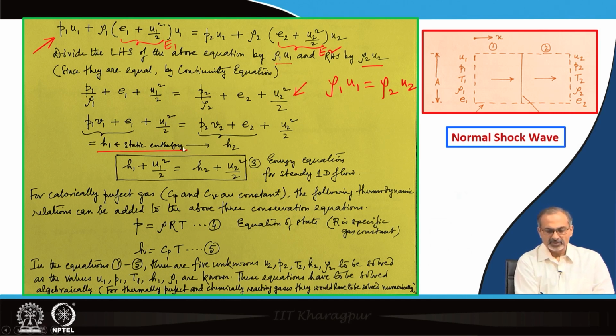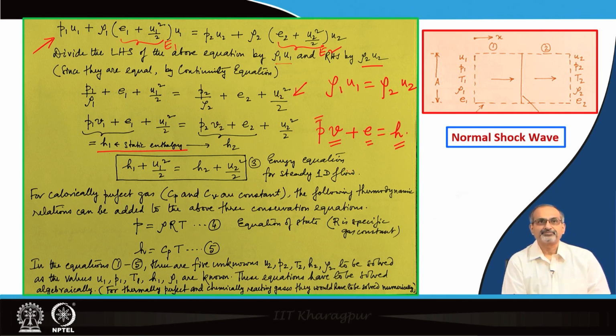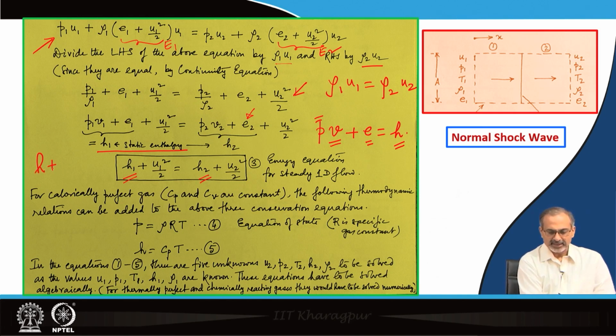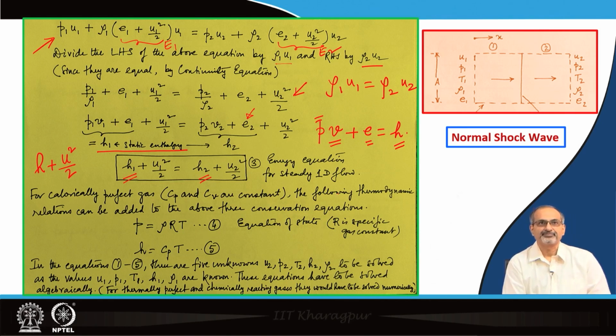Further, we know that the collection of terms P times small v plus E is equal to H, where this is specific volume, specific internal energy, pressure, and this is enthalpy. Therefore, the collection of terms here simplifies to enthalpy at station 1. The collection here simplifies to enthalpy at station 2, and therefore, what you see here is conservation of H plus U square by 2 across the normal shock.